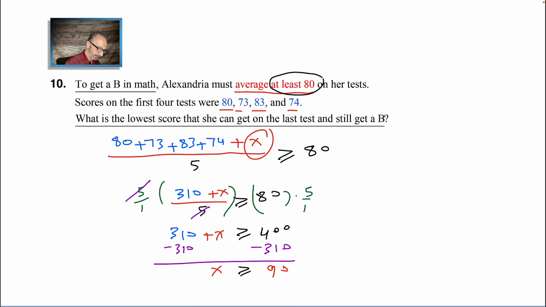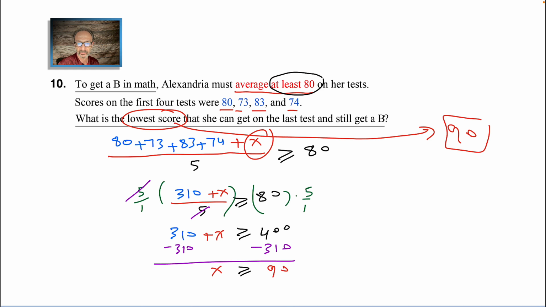So what is the lowest score that she can get on the last test and still get a B? The lowest score is 90. That is the lowest score. She has to score 90 or higher.